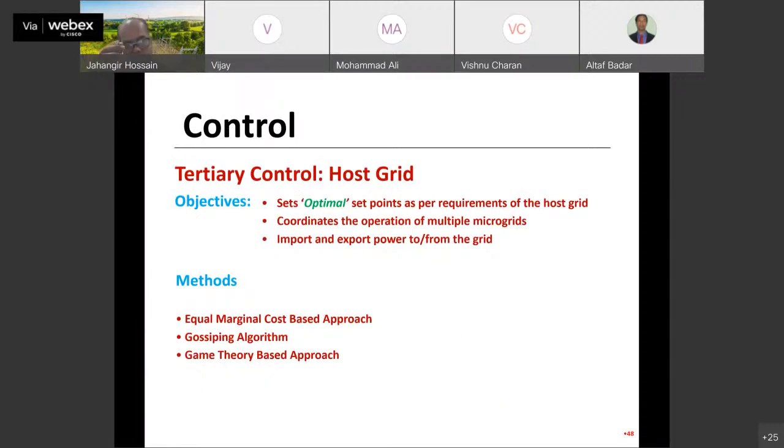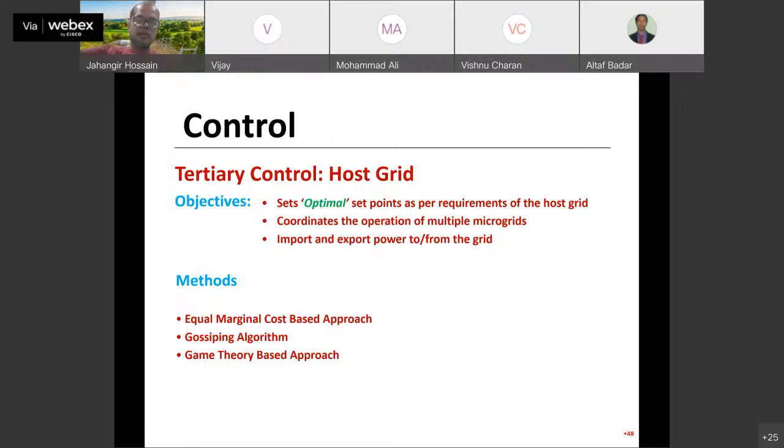And then the last control is the tertiary control. This is more for when you have multiple microgrids, so it's not a single microgrid. You have multiple microgrids which are interconnected, and if you want to coordinate their operation, then you need the tertiary control. Also, sometimes exporting and importing power with the main grid needs the tertiary control. So that's the main objective of the tertiary control.